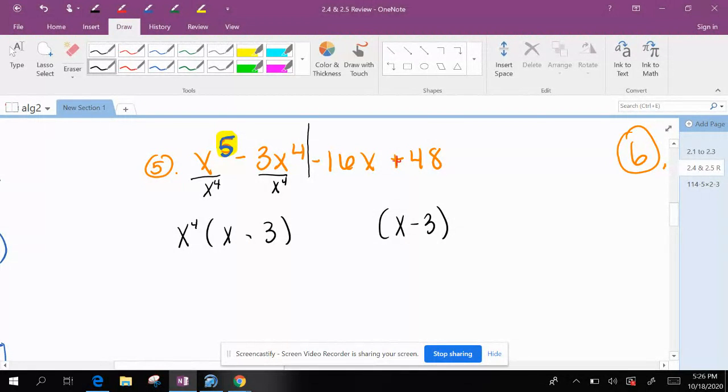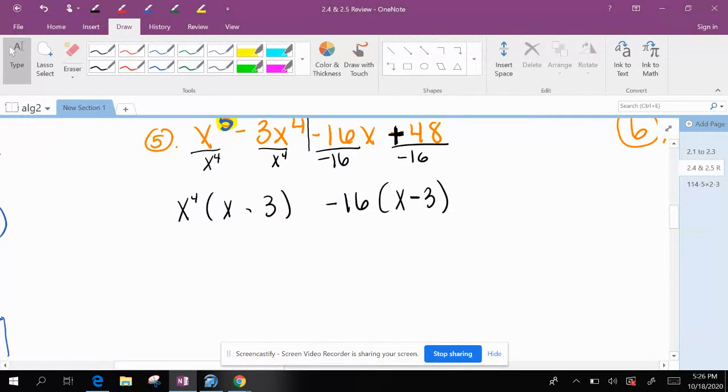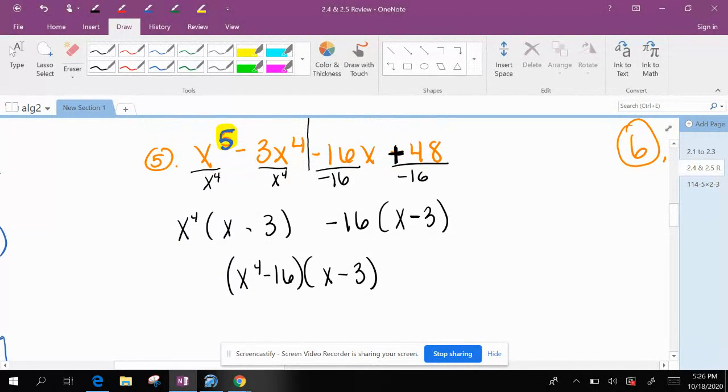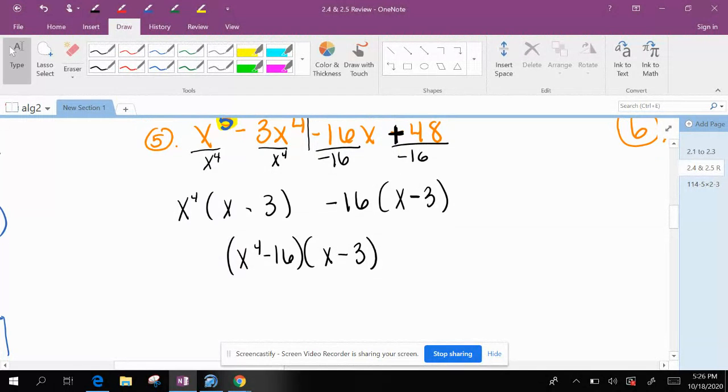So I got to realize, what can I take out of negative 16x plus 48 to be left over with x minus 3? I will have to take out a negative 16. It has to be negative because my 48 is positive. Put my GCFs together. Put my leftover right afterwards. And my highest exponent's a 5. I need 5 solutions here.